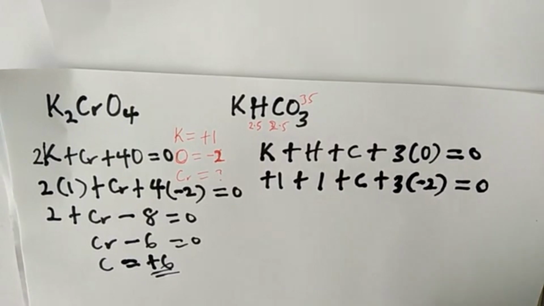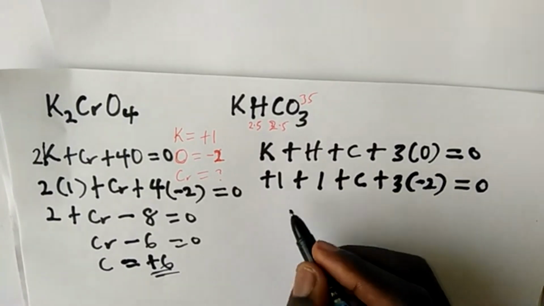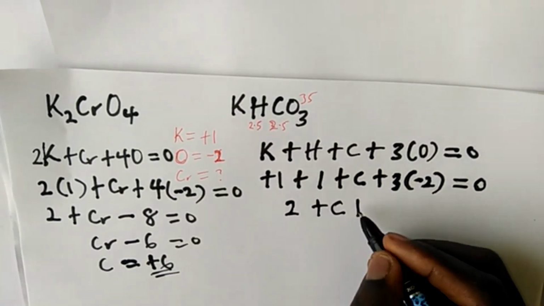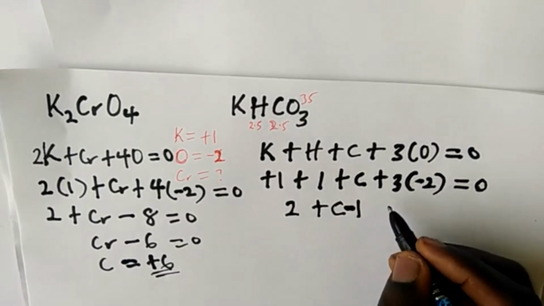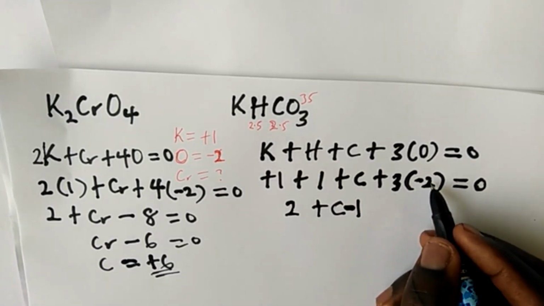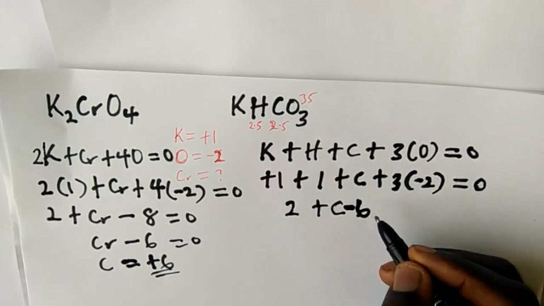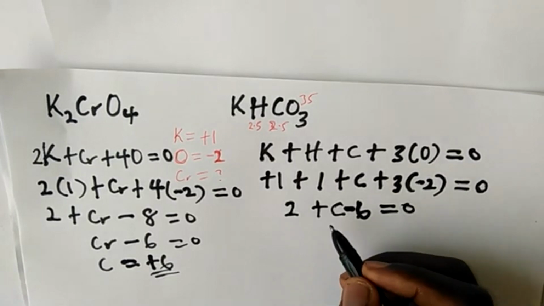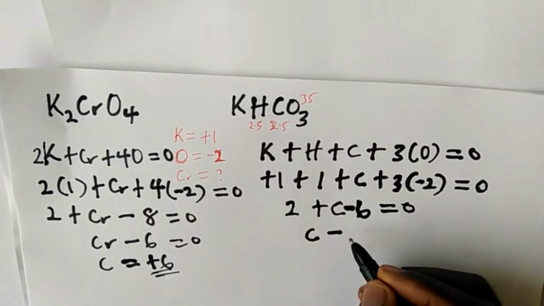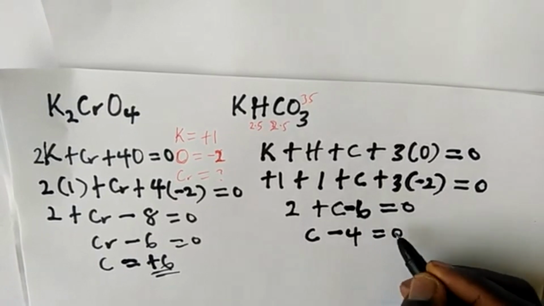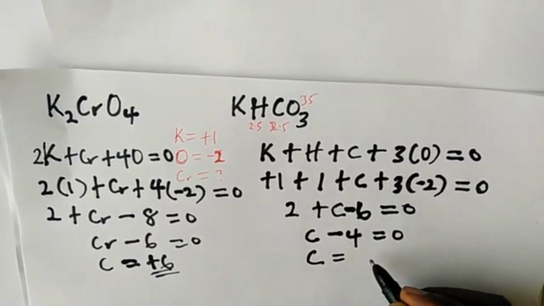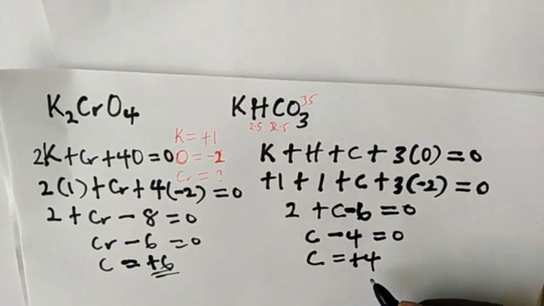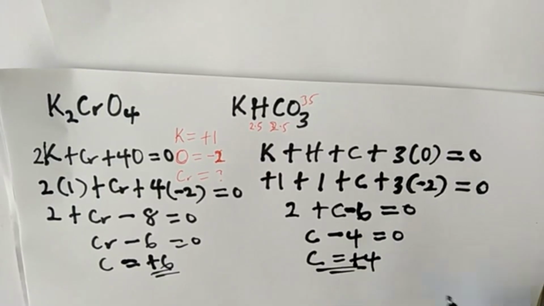Now, next, we say 1 plus 1 is 2, plus carbon, this is going to be -2, 3 times 2 is 6, -6 is equals to 0. So we have +2 -6, carbon is going to be equals to -4 is equals to 0. Carbon is equals to, or you carry this -4 to the other side, it becomes +4. Right?